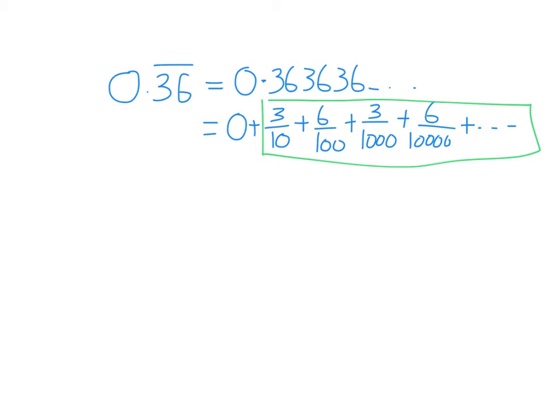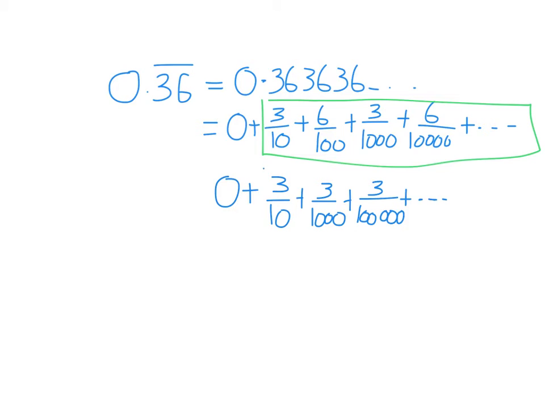Let's put all the ones with numerator 3 together. Well, what would that look like? Well, we'd still have our 0, but we'd have 3/10 plus 3/1000. The next term would be 3/100,000, and so on. So that's if I did the 3's. They just go on forever as well.